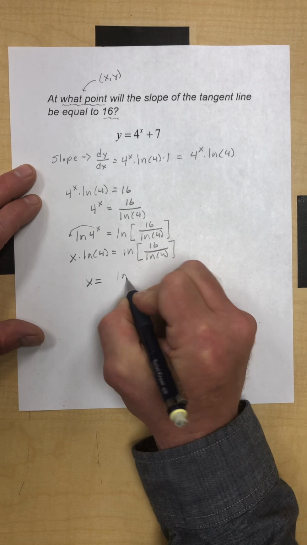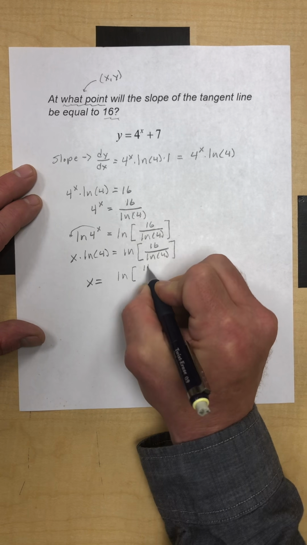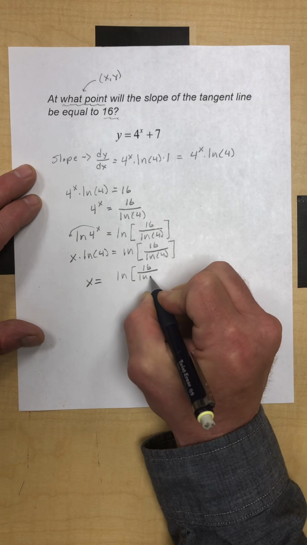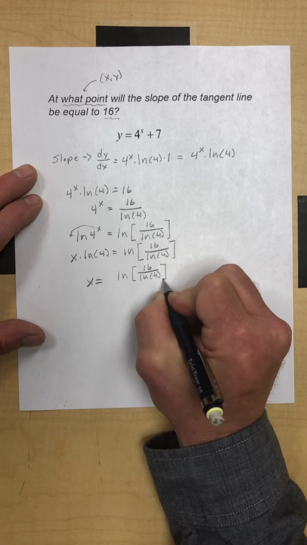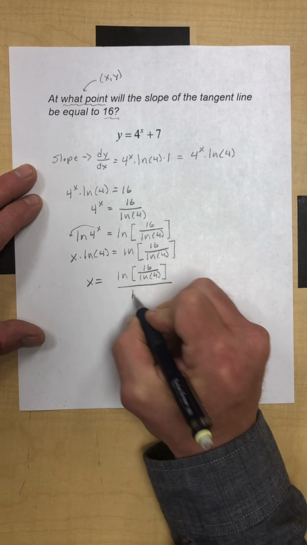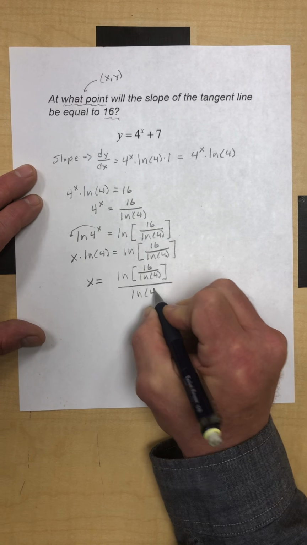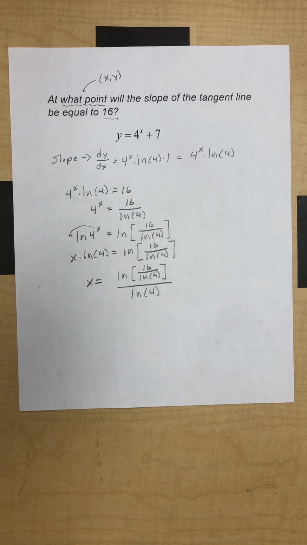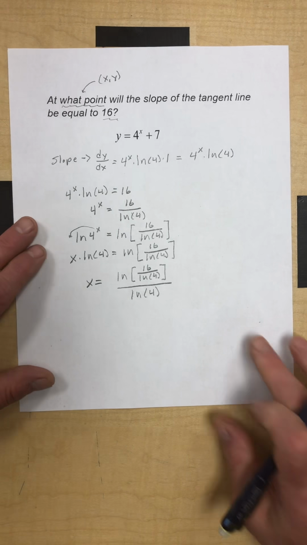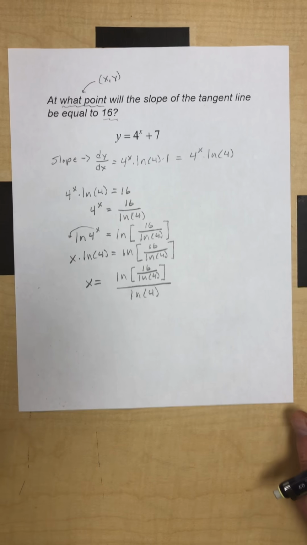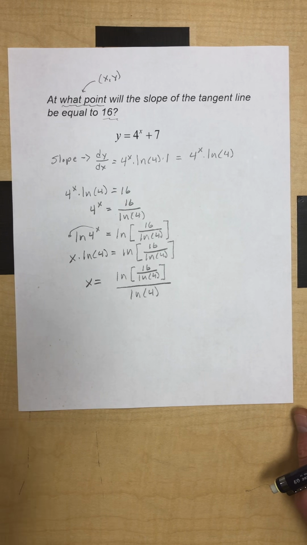So I get the natural log of 16 divided by the natural log of 4, all divided by the natural log of 4. Now you can punch that entire thing into your calculator, and if you use your grouping symbols correctly, it'll give you the right answer.